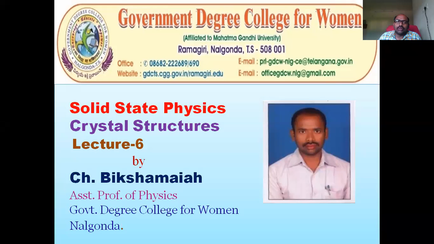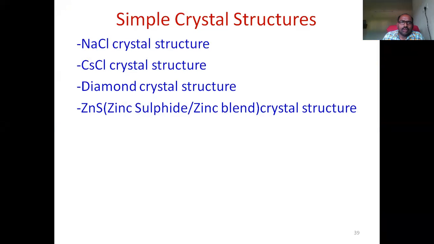I am going to explain the crystal structures in this lecture: NaCl crystal structure, cesium chloride crystal structure, diamond and zinc blende structures. Okay, we see one by one.